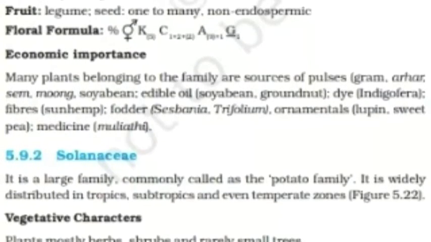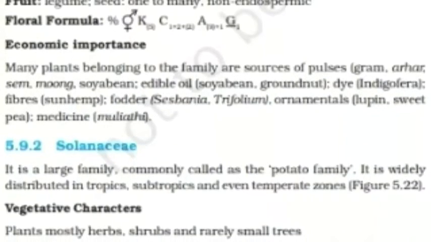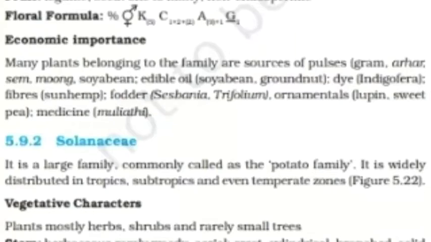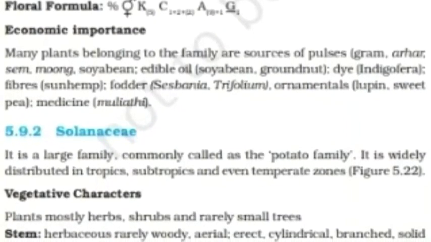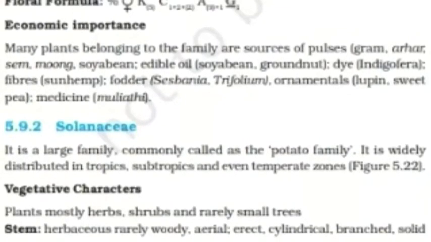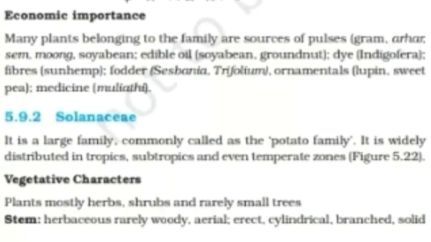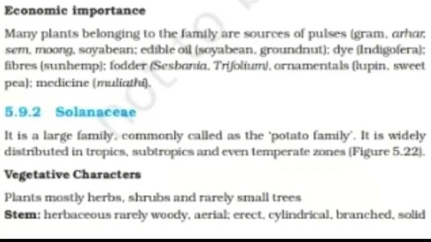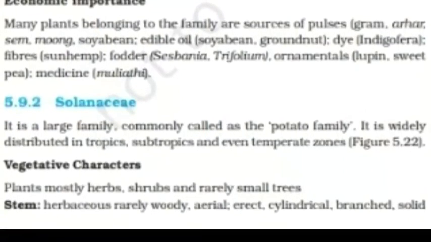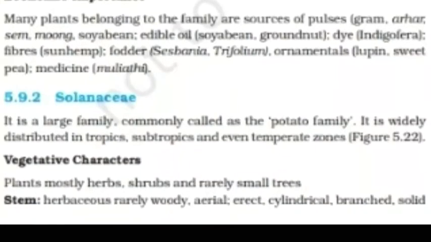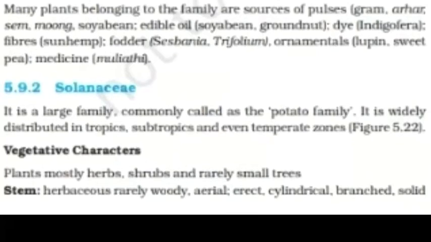Economic importance: many plants belonging to this family are sources of pulses: gram, arhar, sem, moong, soybean; edible oil: soybean, groundnut; dye: indigofera; fibres: sunhemp; fodder: sesbania, trifolium; ornamentals: lupin, sweet pea; medicine: muliathi.